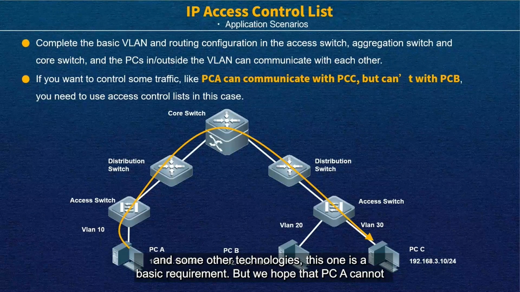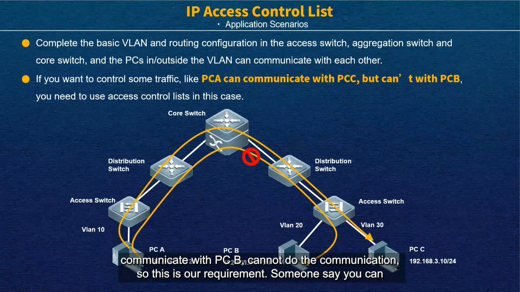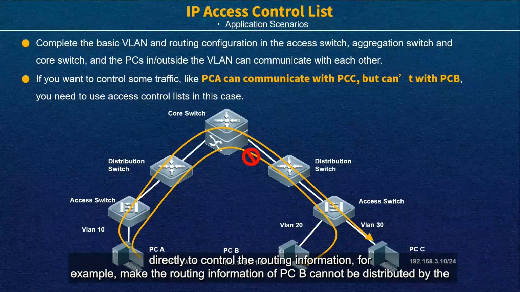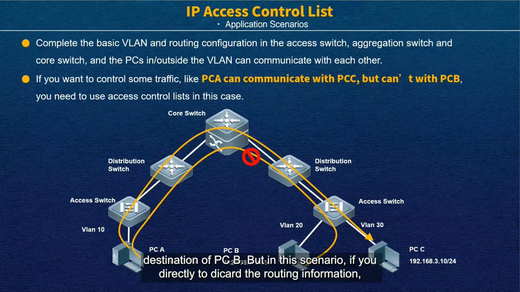But we hope that PCA cannot communicate with PCB. This is our requirement. Someone says you can directly control the routing information. For example, the PCB route is distributed by the core switch. So if the core switch receives a message from PCA, it cannot reach the destination PCB.